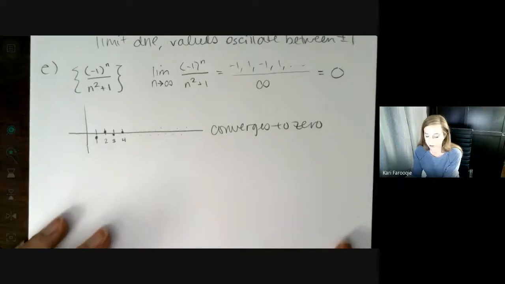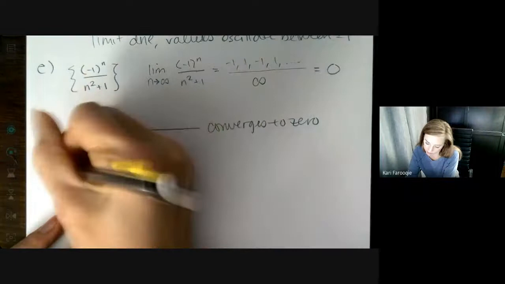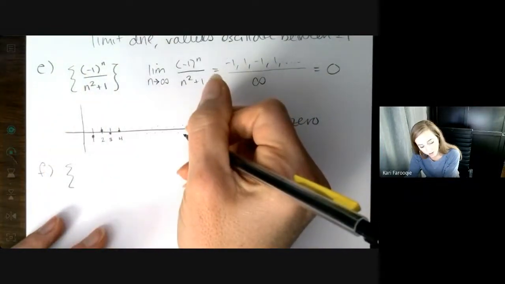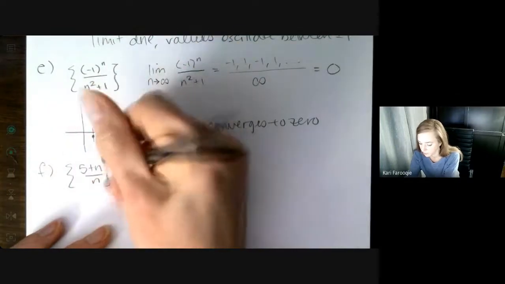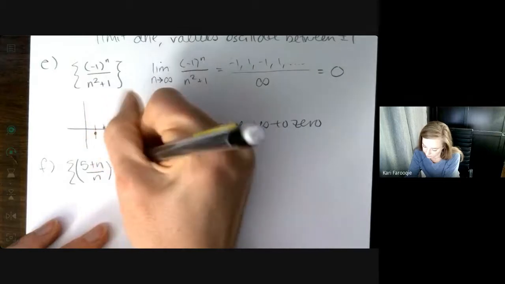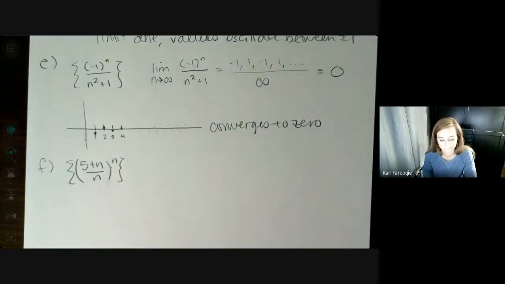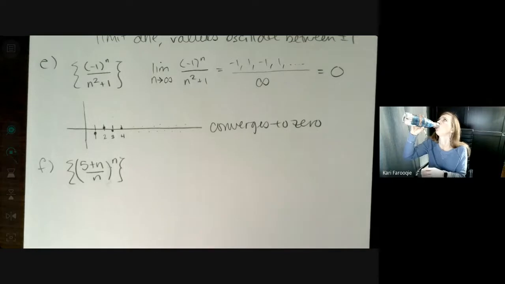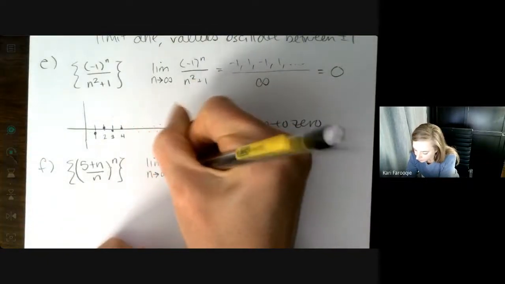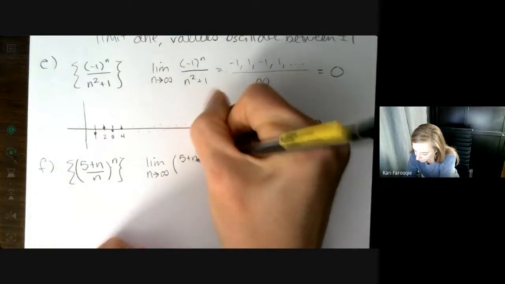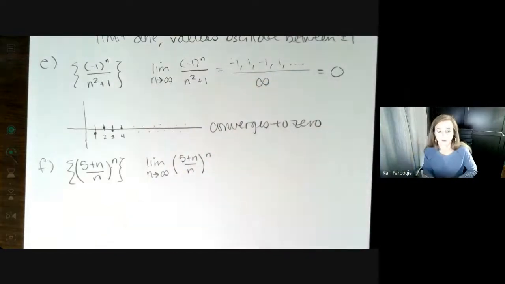All right, I'm going to remind you of something that you did very recently. If you took your exam and did this on your test, this will be (5 plus n over n) to the nth power. Oh, you know what? I forgot my parentheses. Okay. So go ahead and take your limit as n approaches infinity of (5 plus n over n) to the nth power.